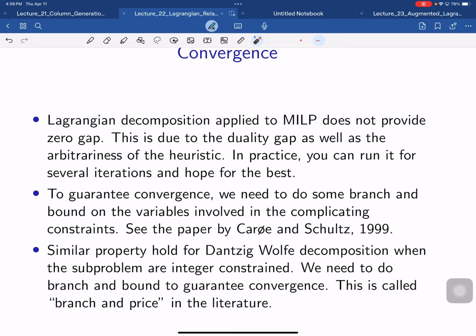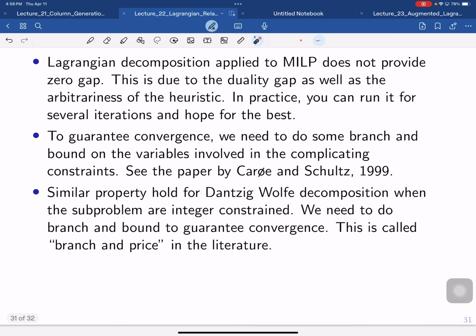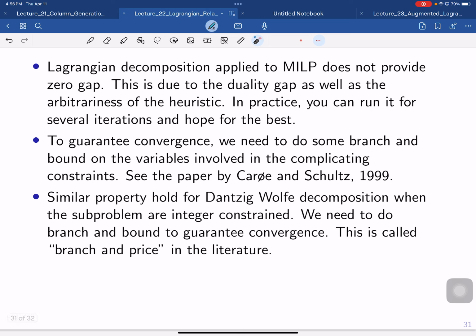But then to guarantee convergence, you may need to do some branch and bound on the variables involved in the complicating constraints. We are not going into the details of that. You can check there's a paper by Carøe and Schultz in 1999. And a similar property holds for Dantzig-Wolfe decomposition when the Dantzig-Wolfe subproblems have integer constraints. We already showed that Dantzig-Wolfe and Lagrangian are just the LP dual of each other, right? So if the Dantzig-Wolfe subproblem has integer constraints, it also doesn't guarantee convergence. You need to do some branch and bound.